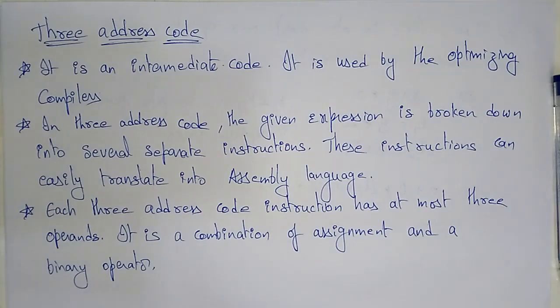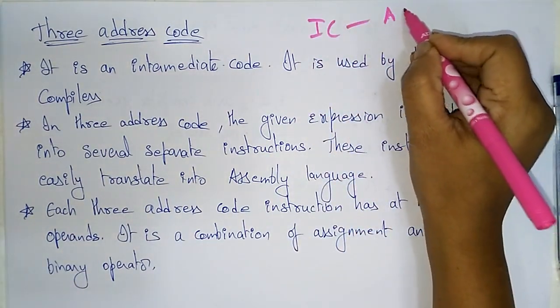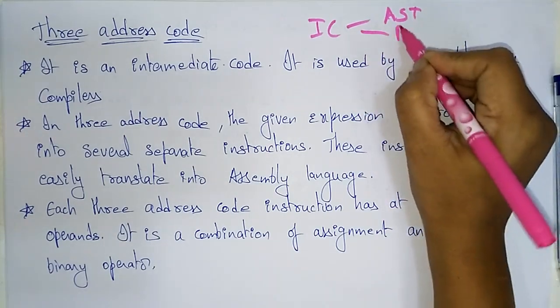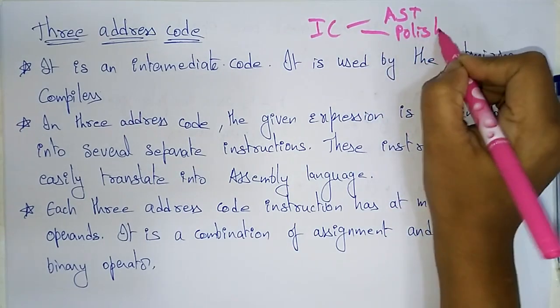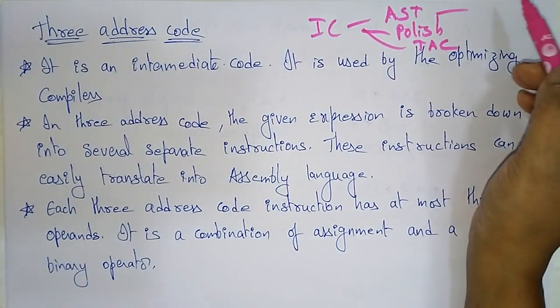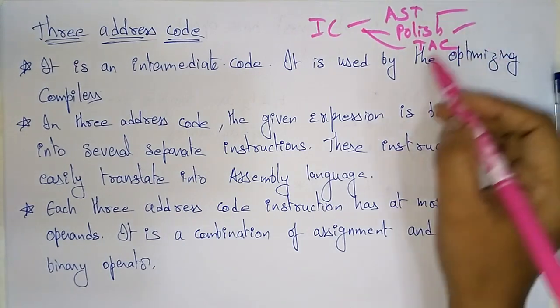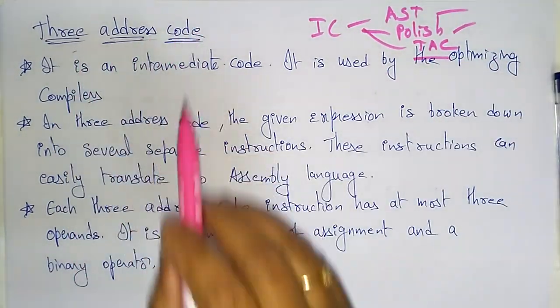Hi students, coming to the next concept in the intermediate code, that is 3-address code. The intermediate code can be represented as the abstract syntax tree, polish notation, and then 3-address code. We have already seen the abstract syntax tree and the polish notation, where we explained the postfix expression. Now let's see the 3-address code.